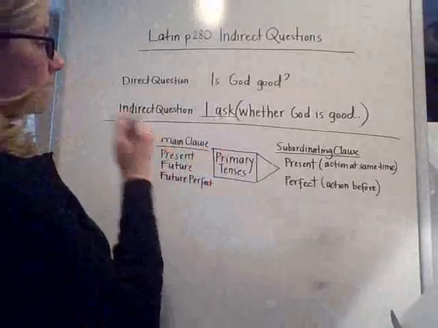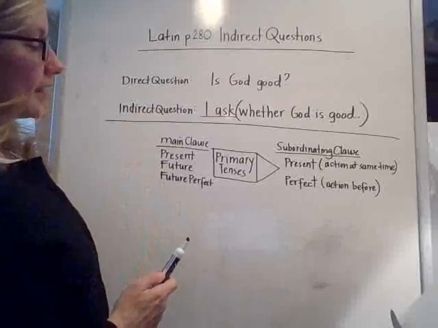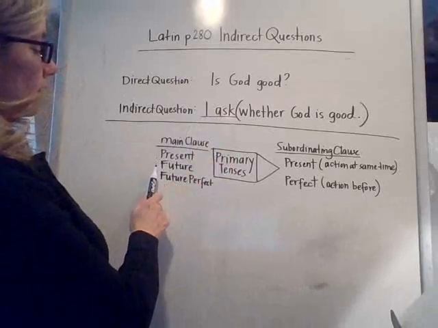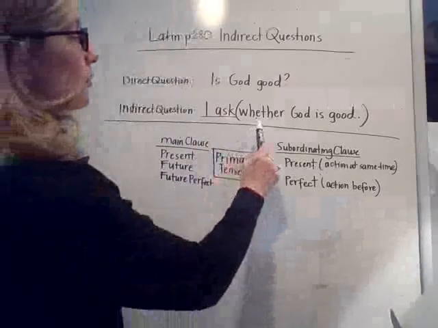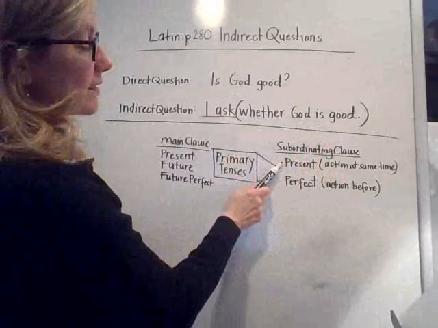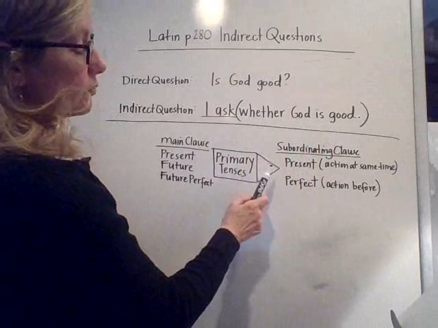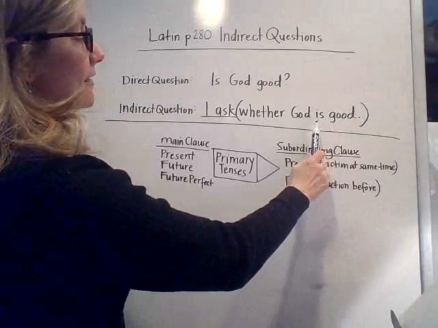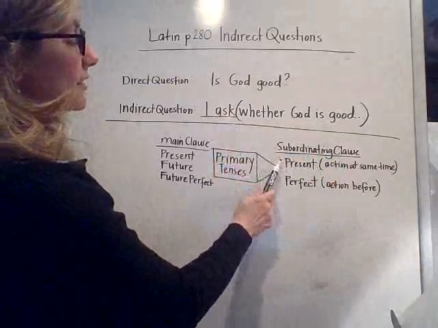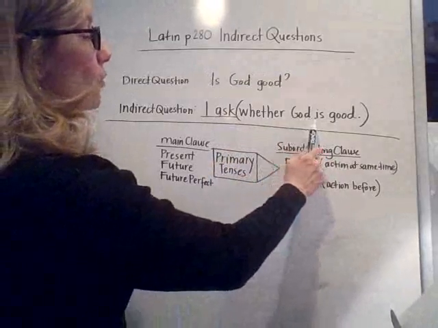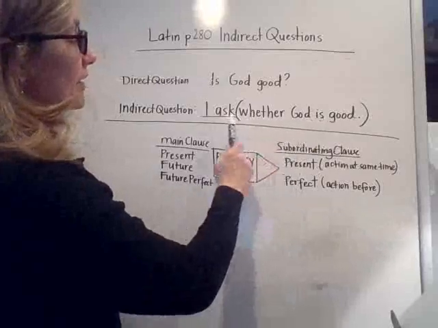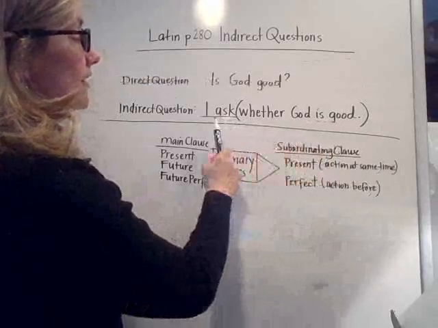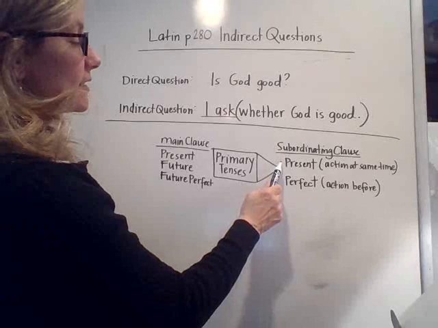Now, we need to talk about primary tenses, and we have talked about this a little bit before. If the main clause is in either the present, future, or future perfect, then the subordinating clause is going to be either in the present or in the perfect. The way you know which to use is if the action in the subordinating clause is happening at the same time as the main clause, then you use the present. But if the action is happening before the main clause, then you use the perfect. So in this sentence, I ask whether God is good, this is good is happening at the same time as I ask, so we would use the present.